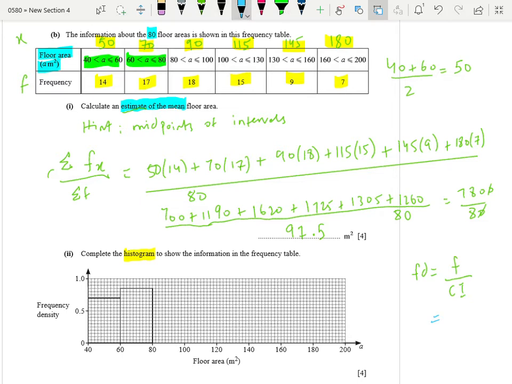So I would find that for this particular third interval, that is 80 to 100. My class interval is 20. 100 minus 80, that is how you do it. You subtract the lower from the upper, and frequency is 18, so I get 0.9. So 0.9 is right here, so it would go like this and then come down like this. All right.